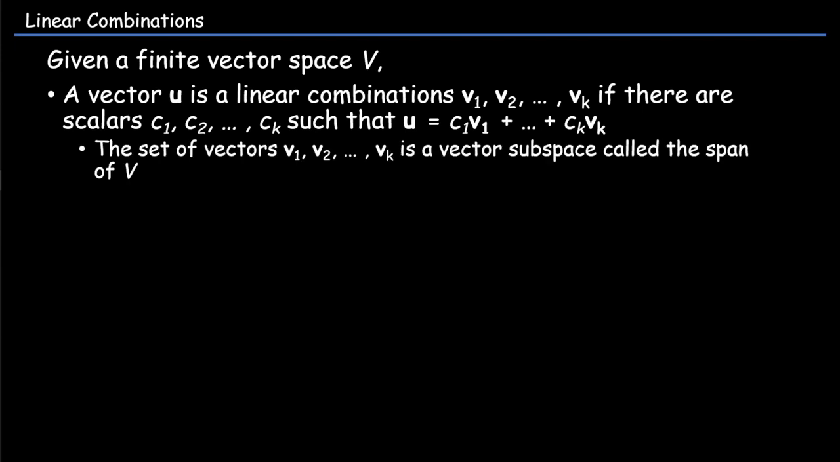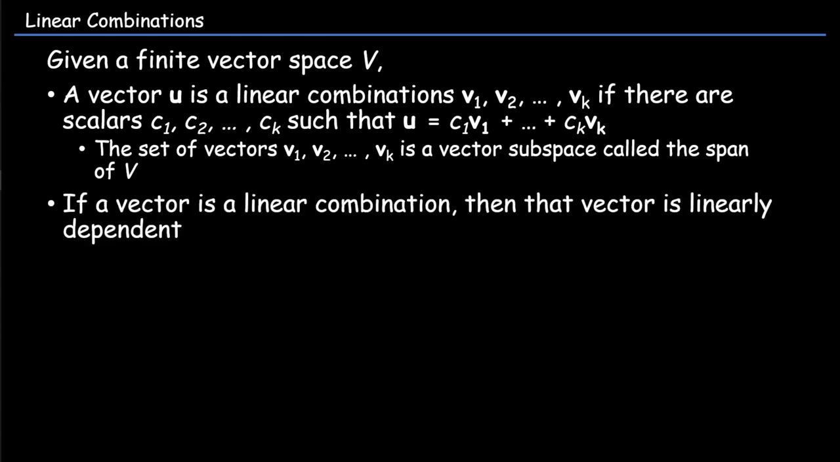And so that set of vectors v1, v2, all the way to vk is a subspace and is called the span of V. If a vector is a linear combination, so that means the set of vectors that span V can be altered in such a way to make a different vector, then that vector is linearly dependent. So in our example with the vector U, because it is a linear combination, that vector U is a linearly dependent vector.